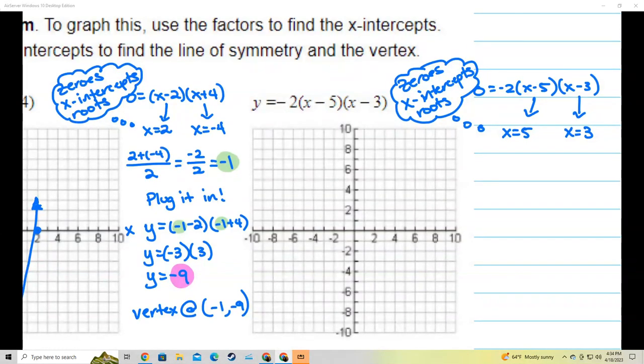So I have my zeros, I have my x-intercepts, I have my roots. My x-intercepts are at 5 and 3, so here's 5. Remember, this is my x-axis. Here's 3. I got two x-intercepts. The first one is at (5, 0), and the other x-intercept is at (3, 0).